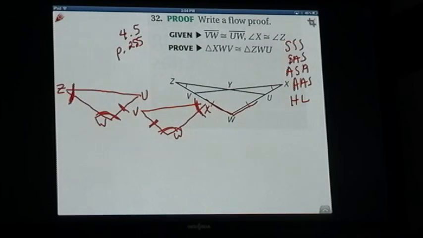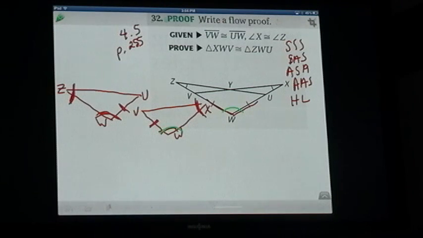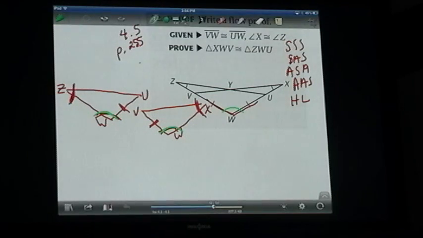Now, is angle W given to us? No. We know it by the reflexive property. So we're going to mark that with green. So we remember that we're going to have to write something other than given with that.